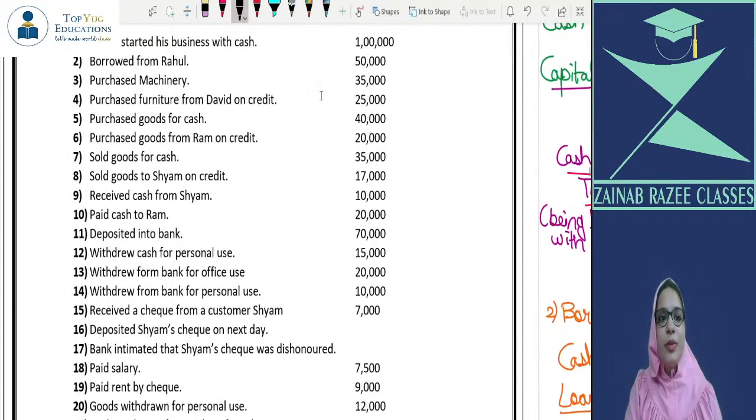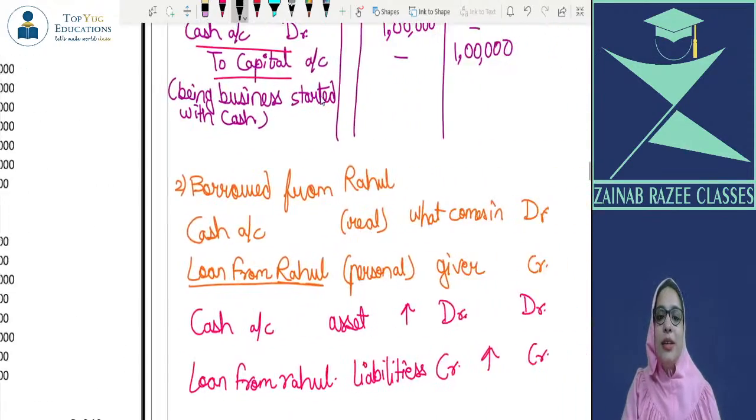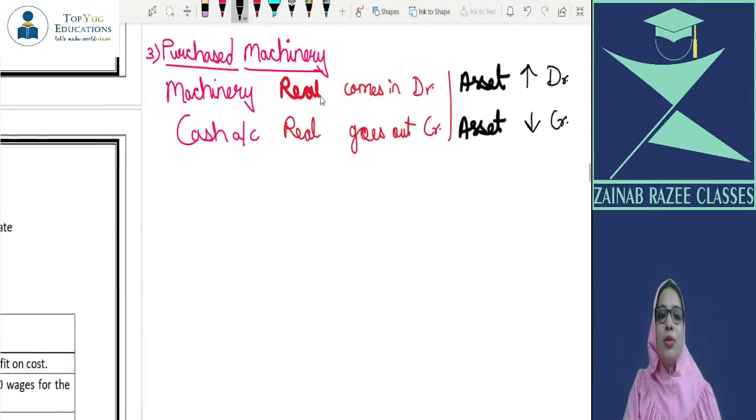Point number 4. Purchased furniture from David on credit, rupees 25,000. Now tell me the entry for this. The two accounts that get affected. Purchased furniture from David on credit. Two accounts that get affected. I'll write also since you guys are writing. We will write it together. Purchased furniture from David on credit.